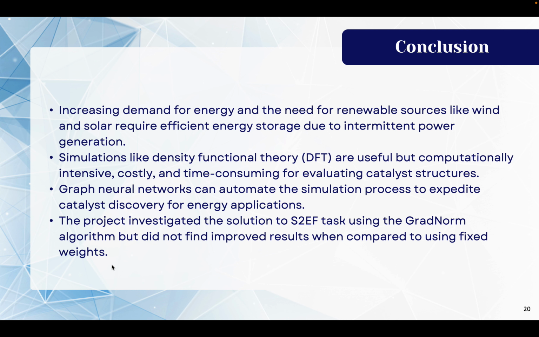In conclusion, increasing demand for energy and the need for renewable sources like wind and solar require efficient energy storage due to intermittent power generation. Simulations like DFT are useful but computationally intensive, costly, and time-consuming for evaluating catalyst structures. Graph neural networks can automate the simulation process to expedite catalyst discovery for energy applications. The project investigated the solution to the S2EF task using the GradNorm algorithm but did not find improved results when compared to using fixed weights.